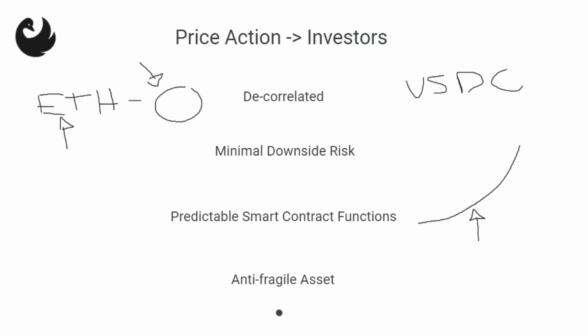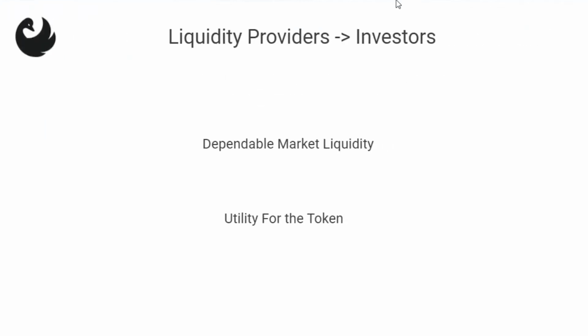And finally, it is an anti-fragile asset, as I mentioned before, because when it is the least liquid, when there's the most uncertainty, then that is when it is the most valuable.